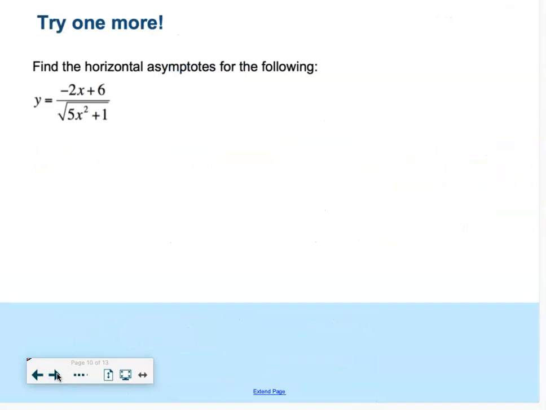Moving right along. Okay, so take a minute. I give you 1 minute to find the horizontal asymptotes for this function. Practice, go.